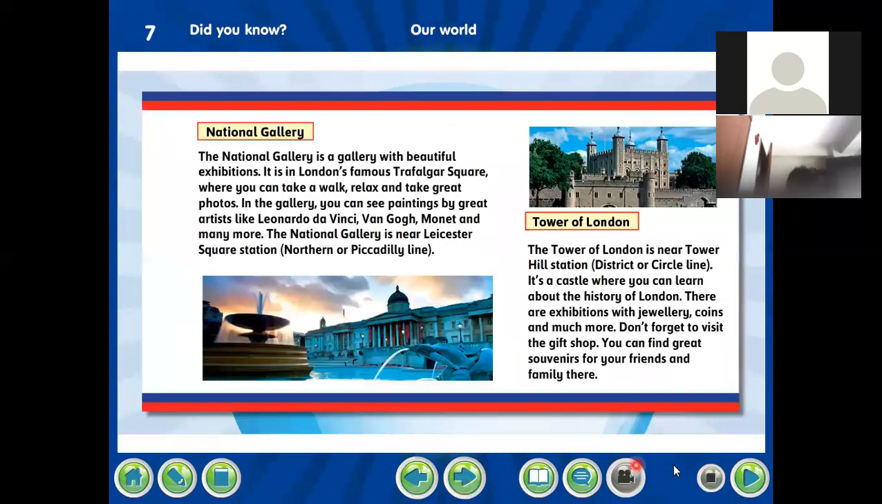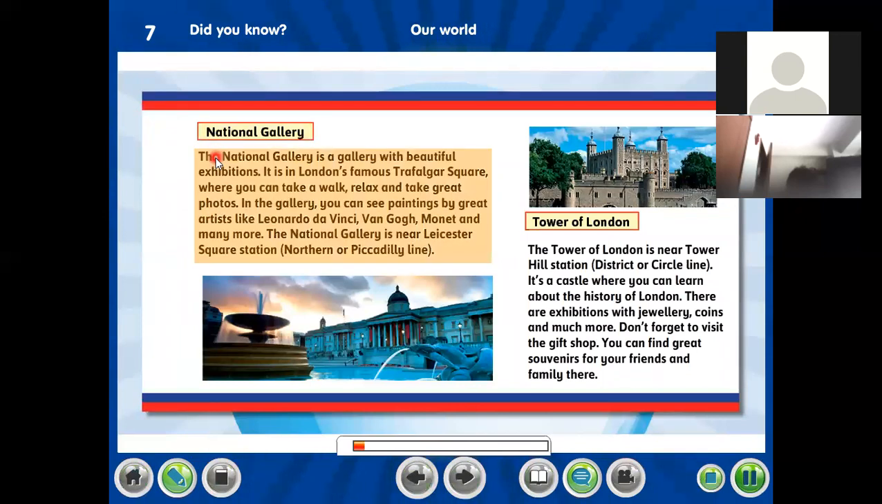Continue, listen, please. National Gallery. The National Gallery is a gallery with beautiful exhibitions. It is in London's famous Trafalgar Square, where you can take a walk, relax, and take great photos. In the gallery, you can see paintings by great artists like Leonardo da Vinci, Van Gogh, Monet, and many more. The National Gallery is near Leicester Square Station, Northern or Piccadilly Line.